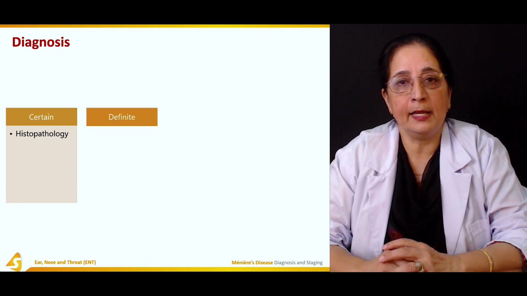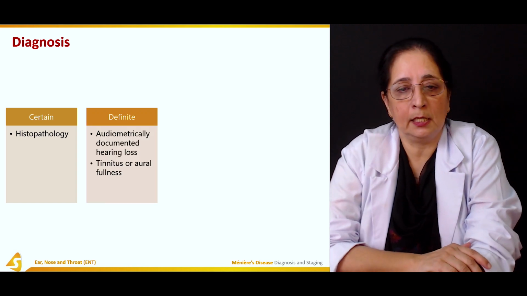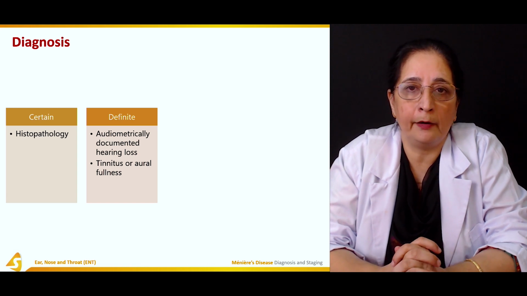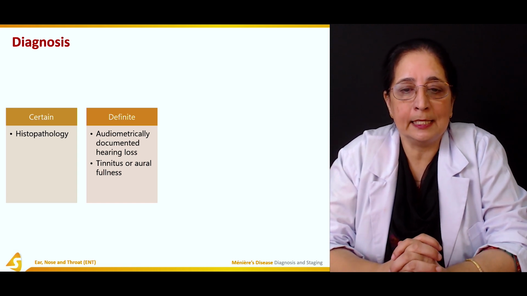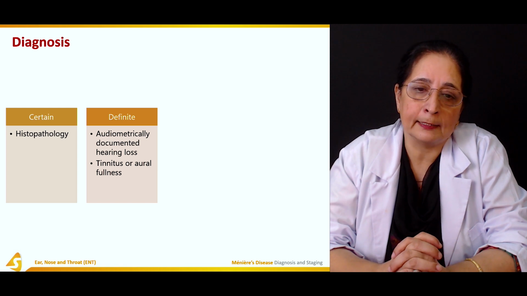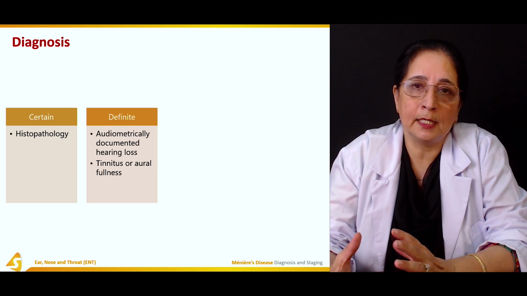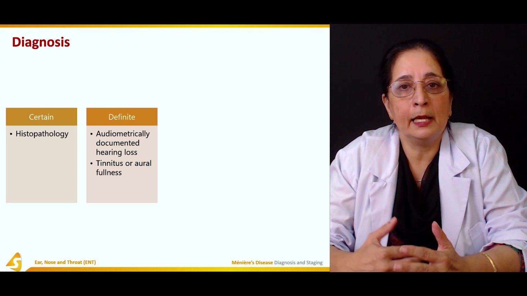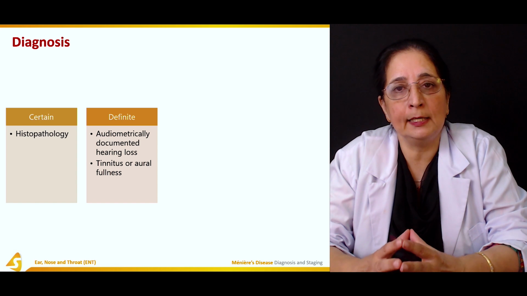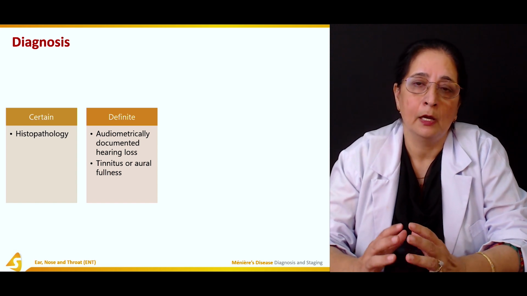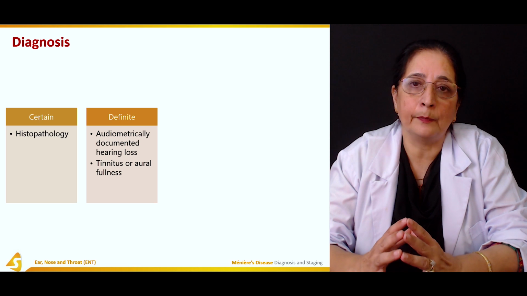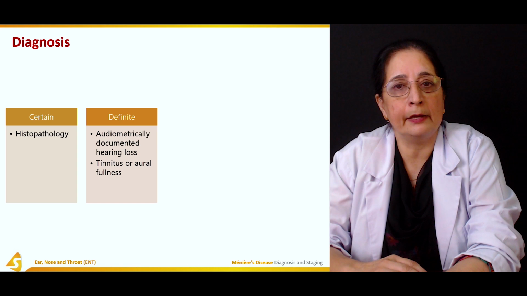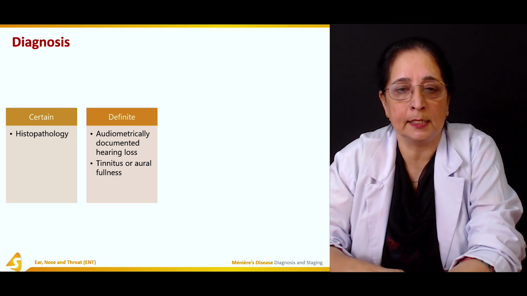Then we have definite diagnosis, which is done by audiometrically documented hearing loss, and then tinnitus or aural fullness. So definite, if there is tinnitus present and there is fullness in the ear, and then there is audiometrically documented hearing loss. Audiometric tests are performed, and that tells the hearing loss. That's under the definite diagnosis of Meniere's disease.